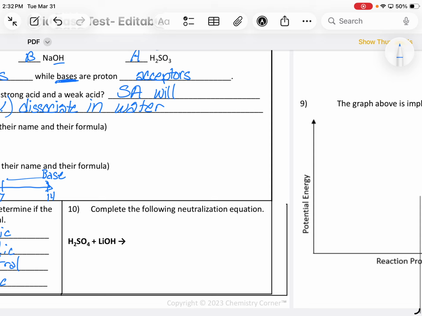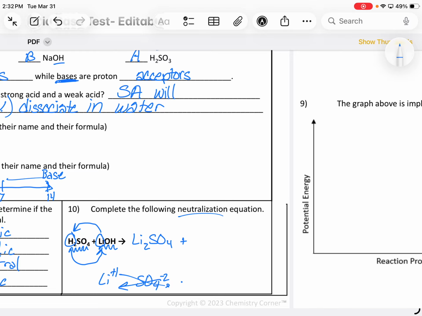Okay, next one, number 10. Complete the following neutralization equation. Neutralization, again, is what? An acid reacting with a base. That's an example of a double replacement. So the cations are going to switch places. So now we have lithium bonding with sulfate. Do we need subscripts? Well, what charge does sulfate have? Sulfate has a -2 charge. So it's going to have some crossover. And then what do we know is one of our products as well? Always going to be water.